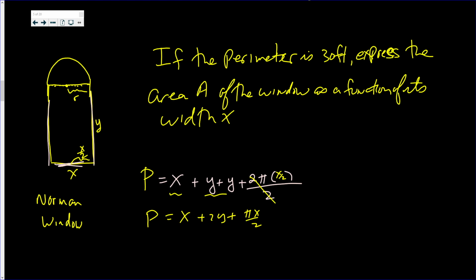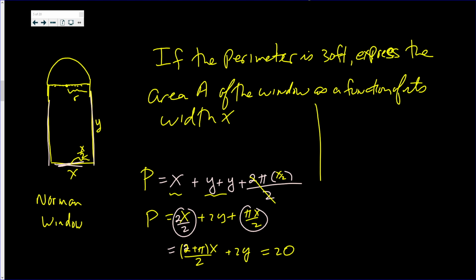If I think of this x as 2x over 2, now I could say that this plus this all over 2 is 2 plus pi, 2 plus pi, x over 2 plus 2y equals 20. Okay, equals 20. Now, maybe I shouldn't have done that yet.